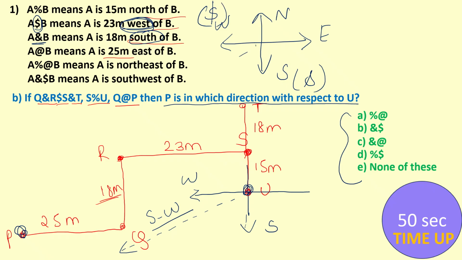So in which direction P is placed with respect to U? Southwest. So southwest means it will be 'and dollar'. So see in which option it is there, 'and dollar'? B option, correct? So answer is B. Answer is B. That is 'and dollar'. Okay.